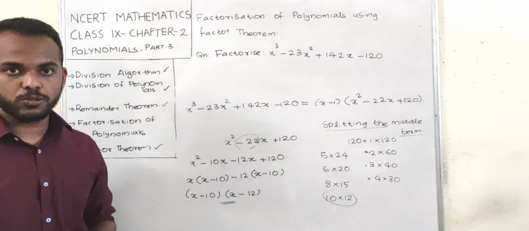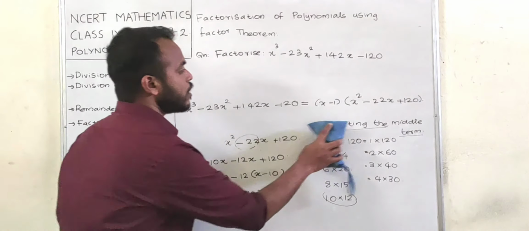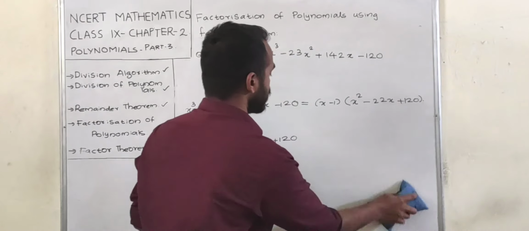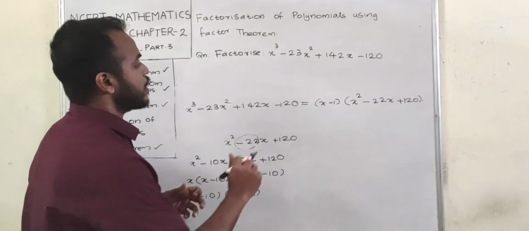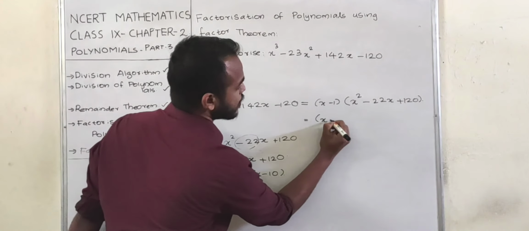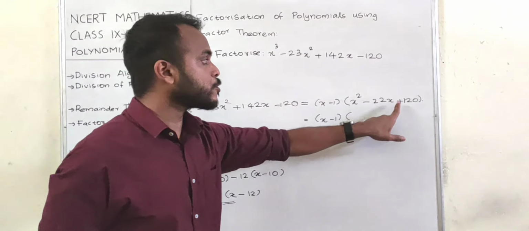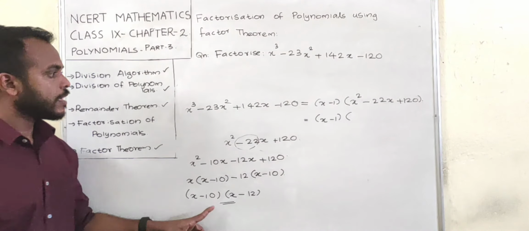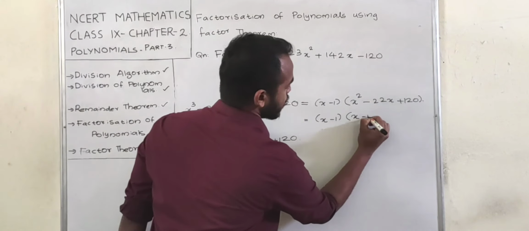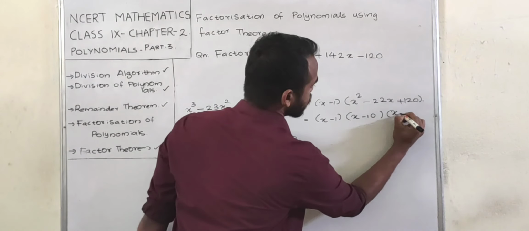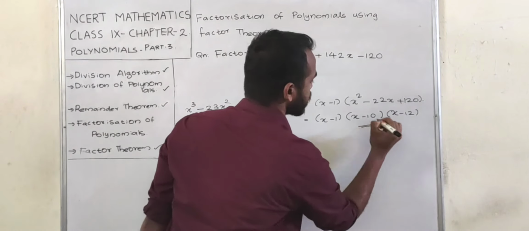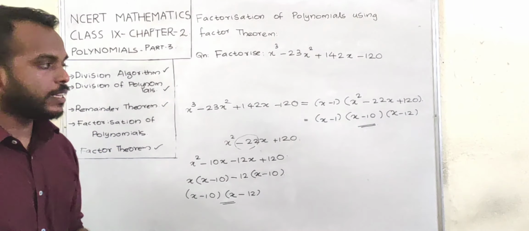I hope you understood this one. We will see one more example, but only after completing this question. So x square minus 22x plus 120 can be written as x minus 10 into x minus 12. I hope you understood this question.